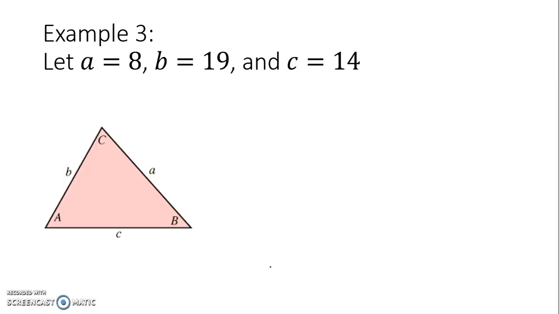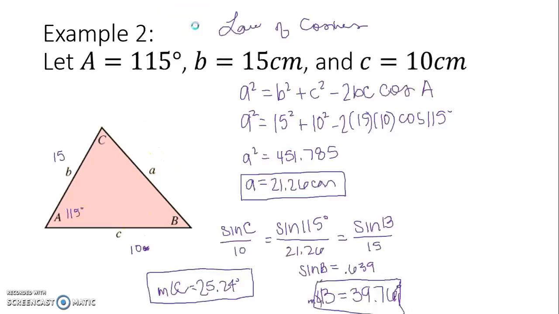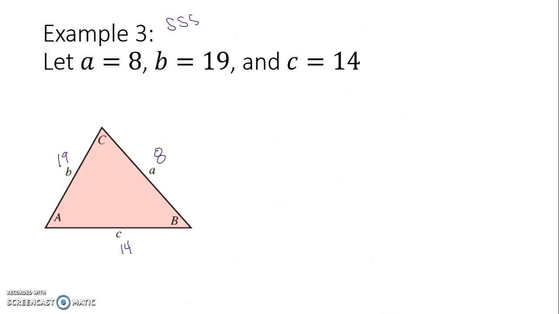Another example here, I know that A is 8, B is 19, and C is 14. I don't know any angles, so I definitely don't know a pair that's an angle and the side across from it, which means it cannot be law of sines, which leaves me with law of cosines. Also, anytime I have all three sides, that should be law of cosines. Or if you look back at the previous slide, that was two sides and the angle between them, that should be law of cosines as well, if that helps you remember that instead of looking for an angle and the side across from it. So this is law of cosines.